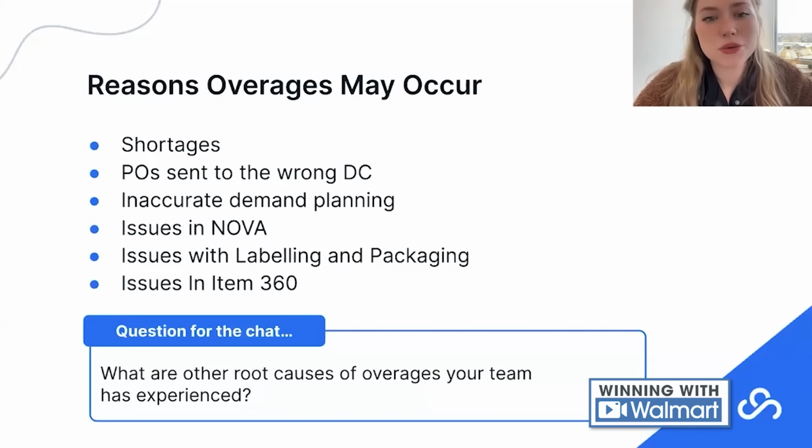But it also can be an issue with labeling and packaging. So kind of what I've talked about with the cases, if your cases aren't set up correctly, then you might be sending too much product to Walmart. I think we also have a labeling and packaging webinar that we might be able to send in the chat. So check all of those out if these are some of the causes that you might be experiencing with overages.